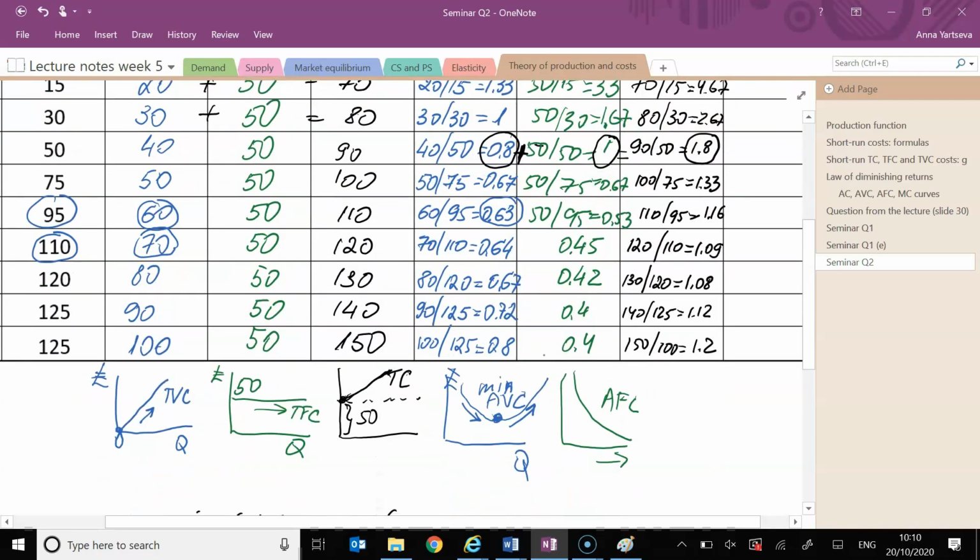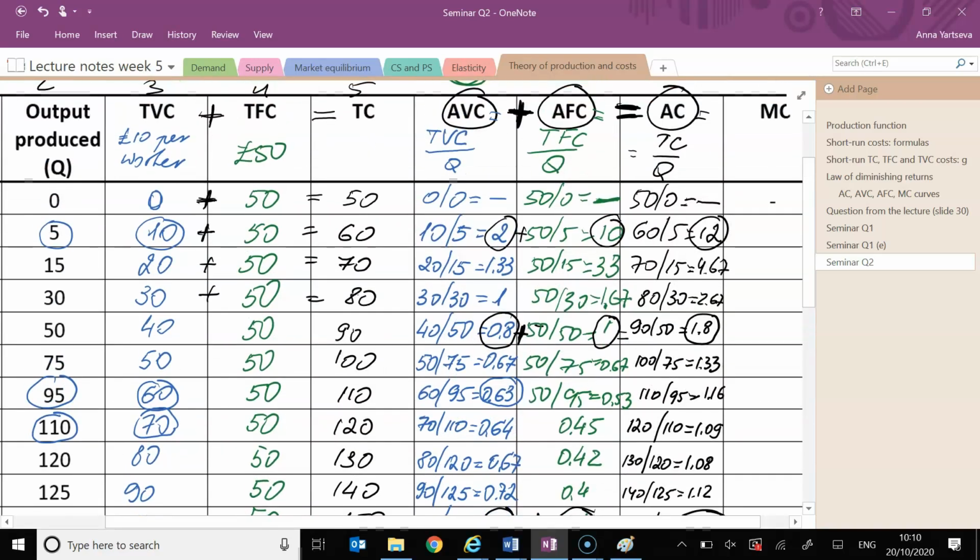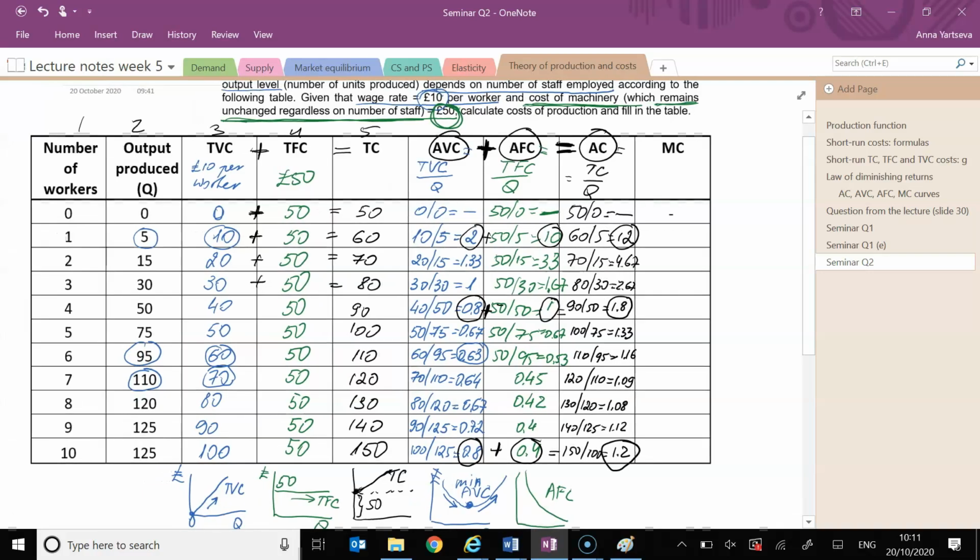Or at the bottom, numbers are simple to trace. 0.8 variable cost, 0.4 fixed cost. Together, this will give us 1.2. So you can use this technique instead, depending on whichever is easier for you. Okay? And the final bit is probably slightly more complicated.